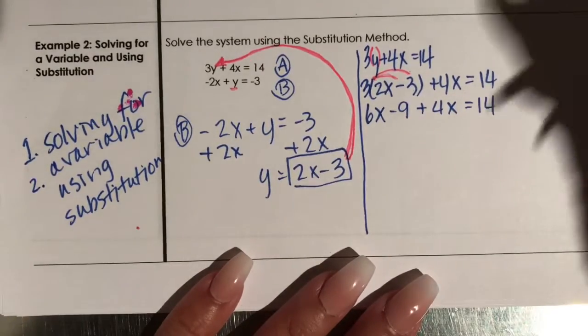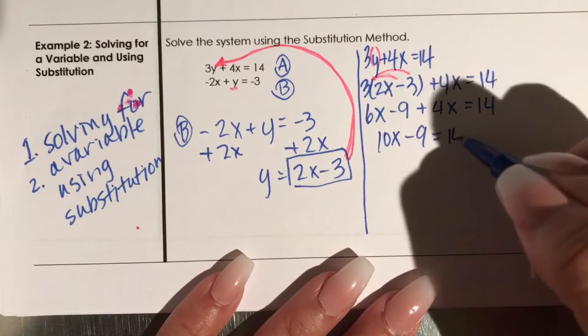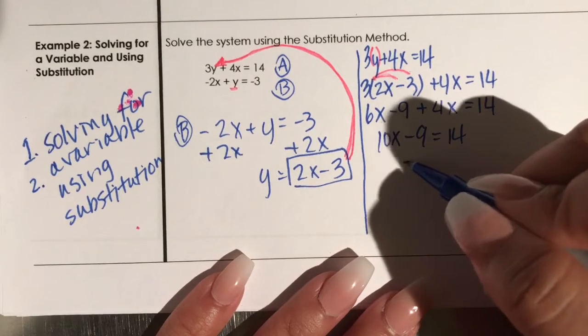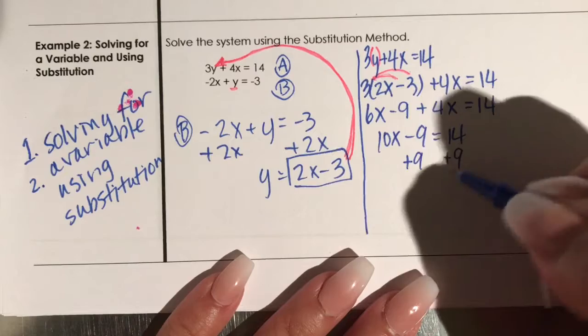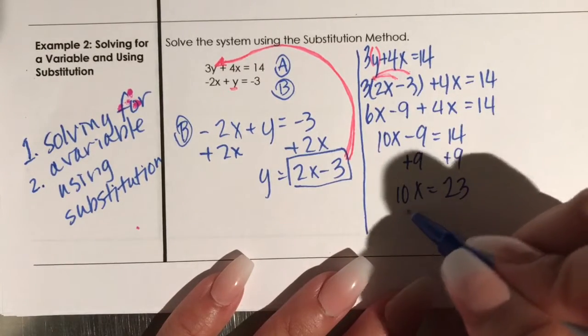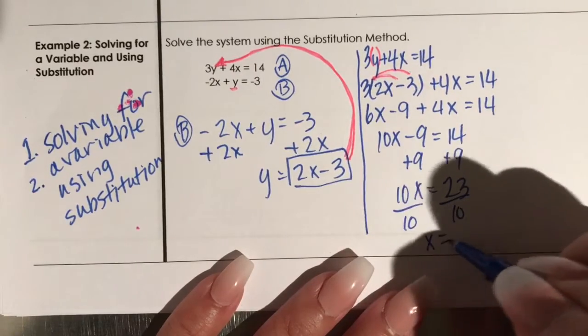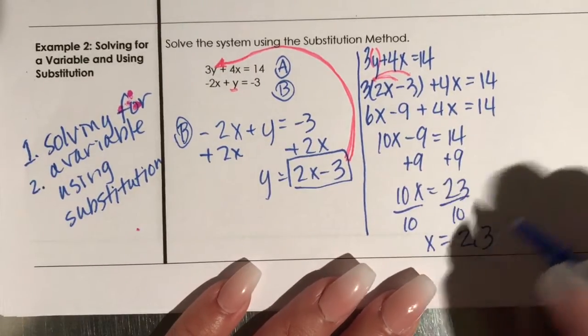So, collecting like terms, 6x plus 4x equals 10x minus 9 equals 14. Solving for x now, so we're saying plus 9, 10x equals 23. This is multiplication, divide both sides by 10. X equals 2.3.